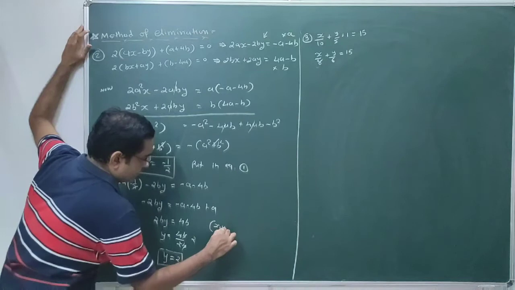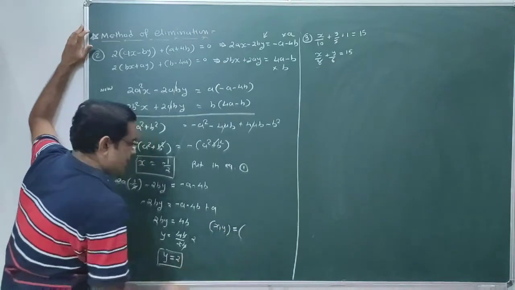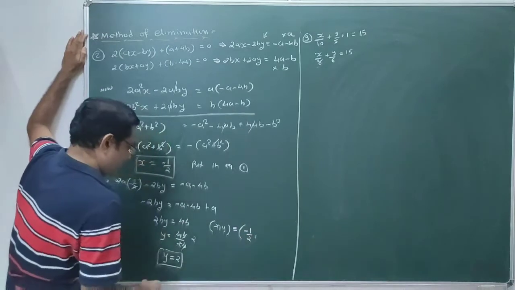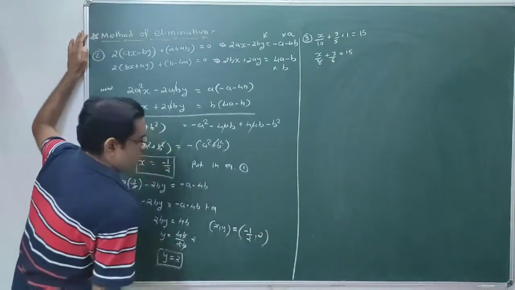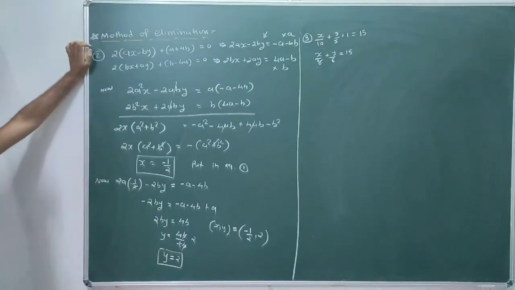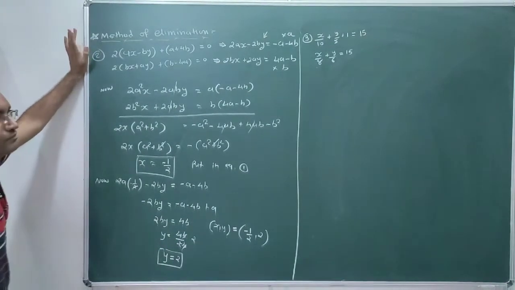So you will write the answer like this. Coordinate pair: value of x is minus 1 by 2, so this is minus 1 by 2, and y is 2. This is your answer. Clear, students? So this is how you can solve your question number 2.